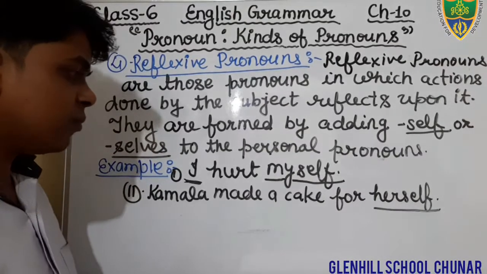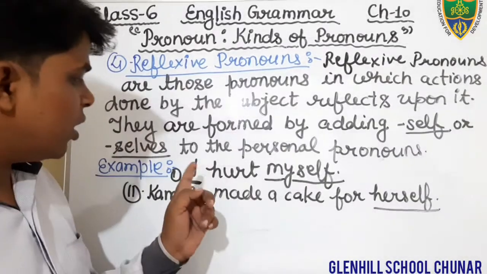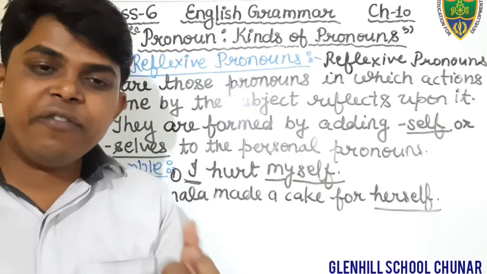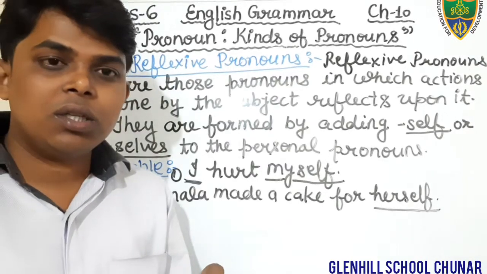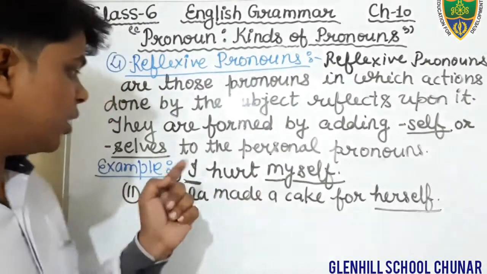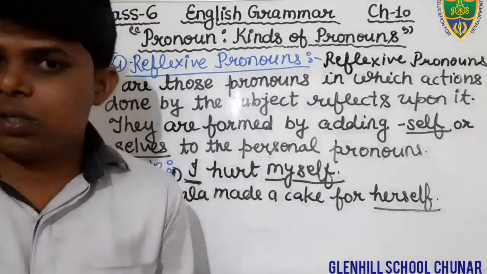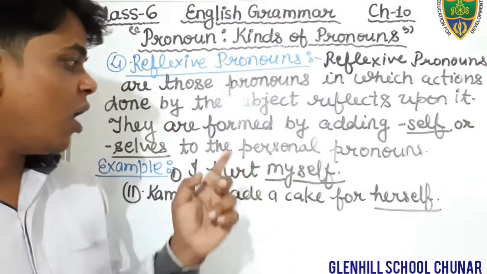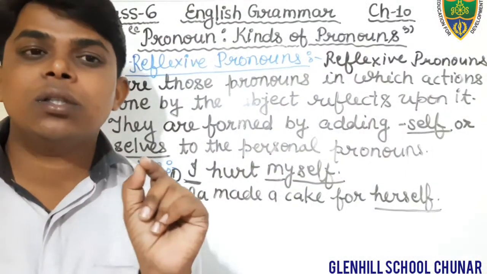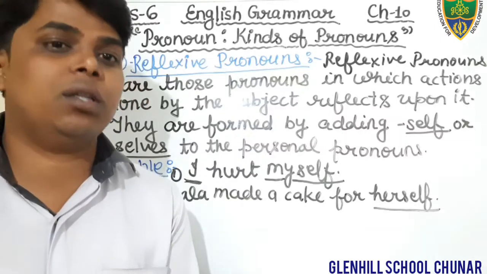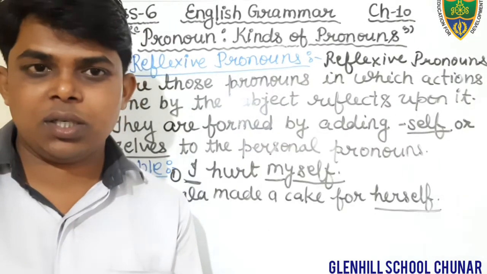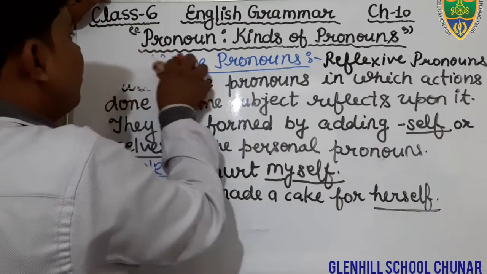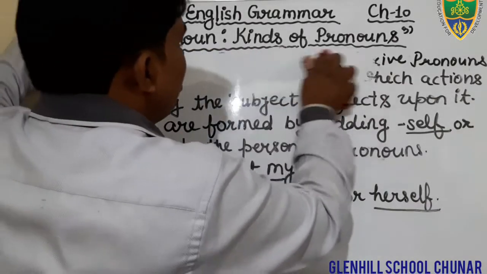Okay, students, just see. Dear students, if I have written here, I myself, when we emphasize the subject, then that would be the emphasizing pronoun. For example, you can see in this example, I myself hurt. He herself made a cake. The emphasizing pronoun occurs just after the subject. Okay, students, so first you write down, then you can understand very well. Just write down the fifth heading, that is emphasizing pronoun.